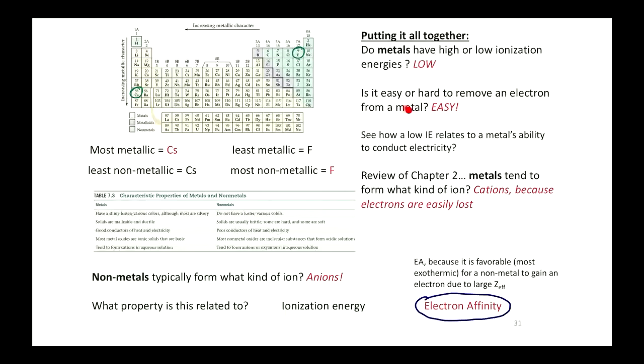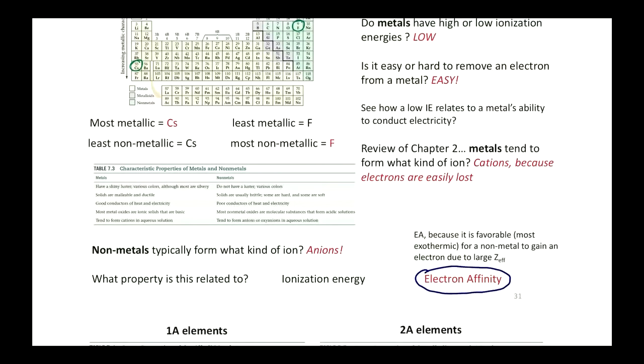Okay, thinking about that, it's easy to remove an electron. Think about metals and us understanding that a metal sample, like if we have a metal rod, conducts electricity. Electricity is movement of what? Electrons. Yeah, and so if electrons are moving really easily across atoms, isn't that also related to ionization energy? Energy to remove an electron. See how it all comes together here? They form cations because electrons are easily lost. All right, so that's metals.